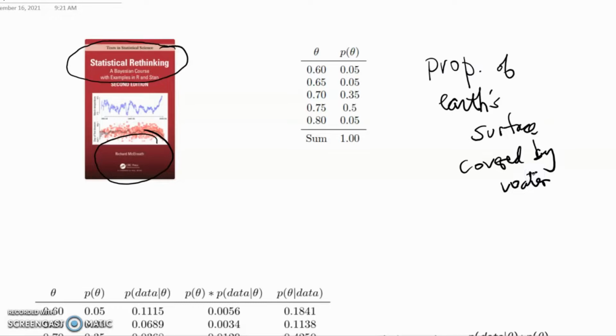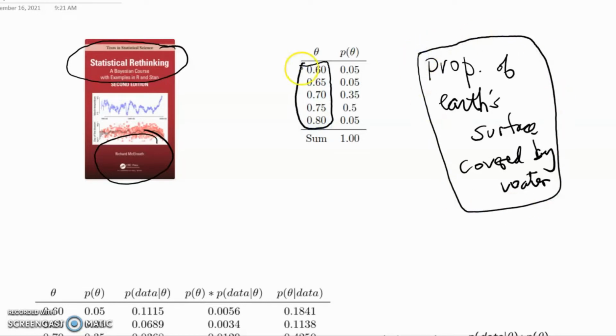that's covered by water. And to keep things simple, I'm going to assume that there's only 5 possible answers to the question, what proportion of the Earth's surface is covered by water? Either 60%, 65%, 70%, 75%, or 80%.